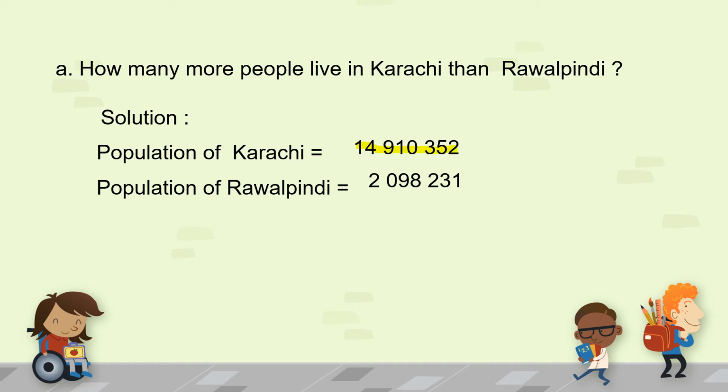So we are going to subtract. We want to actually calculate the difference between the population of these two cities. So for calculation of difference, we will do the subtraction. We will first write the population of Karachi, then the population of Rawalpindi, and for calculation of difference, we will subtract. So you can see that 12,812,121 more people live in Karachi than Rawalpindi.